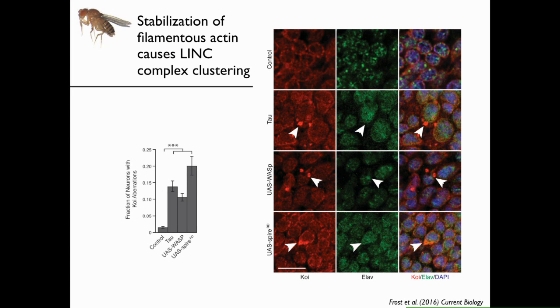So I drove filamentous actin stabilization by tau, or by overexpression of WASP, or by overexpression of SPIRE. And I took a look at the LINC complex based on staining with COI. That's the component that's on the inner nuclear envelope. In controls, COI circles the nuclear envelope, kind of appears similar to Lamin. However, in the tau transgenic flies, I see a clustering of COI, suggesting that the LINC complex is clustering at one part of the nuclear envelope. I see the same thing when actin is stabilized by a pure actin stabilizer. I see this clustering, and I also see it with overexpression of UAS SPIRE.